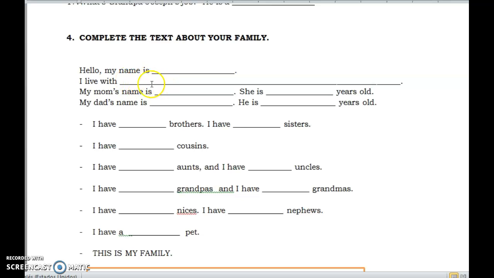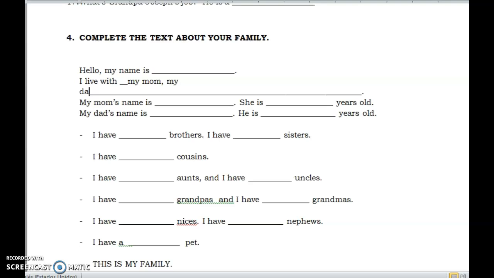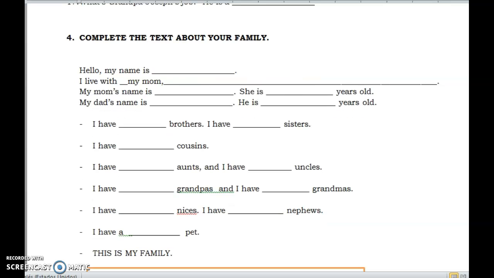Debes escribirlos, for example, I live with my mom, mi mamá, my mom in English, not Spanish, my dad, my brother, mi hermano, okay, my sister, and my pet, mi mascota, okay? So this is what you're going to do, okay? Escribir quiénes son los miembros de tu familia o con quién vives tú.